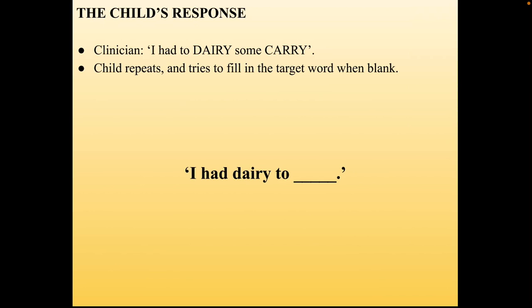This is an example of something that could be done within this cycle. "I had dairy to carry." "I had dairy to," and then the child could try to repeat that and we could focus on the target word that way.